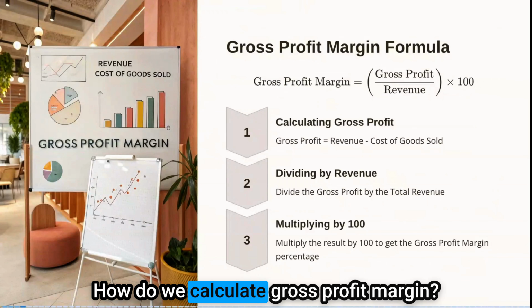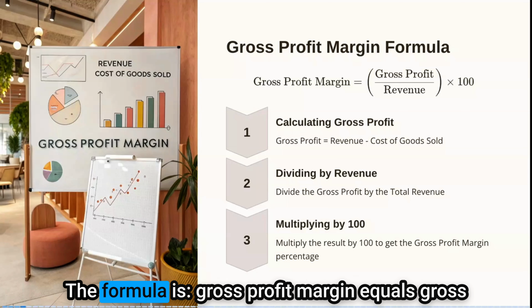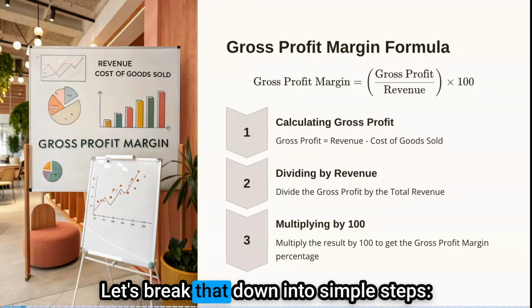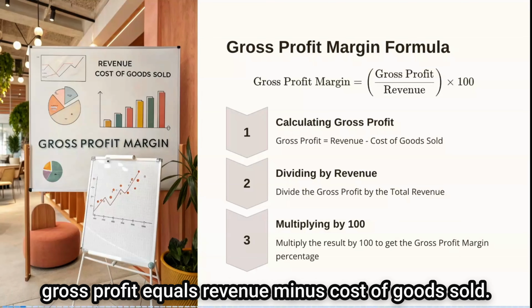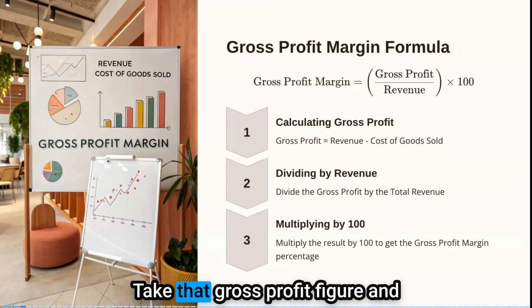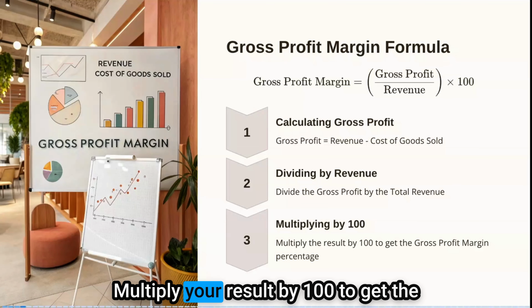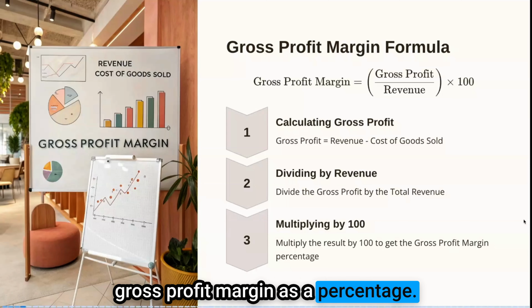How do we calculate gross profit margin? The formula is gross profit margin equals gross profit divided by revenue multiplied by 100. Let's break that down into simple steps. Gross profit equals revenue minus cost of goods sold. Take that gross profit figure and divide it by the total revenue. Multiply your result by 100 to get the gross profit margin as a percentage.